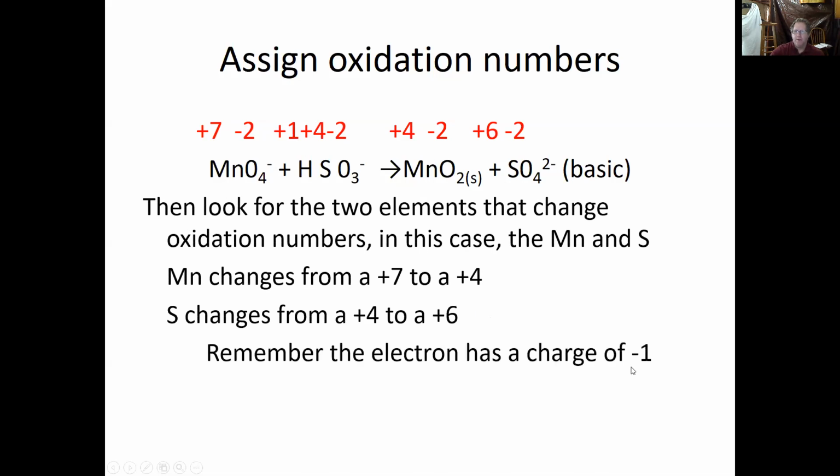And we're going to remember the electron has a charge of -1. If I want to go from a +7 to a +4, I have to add 3 -1s. It's gaining electrons.